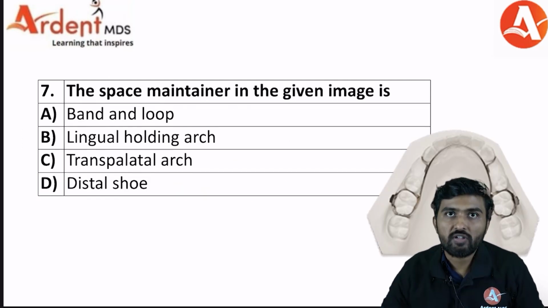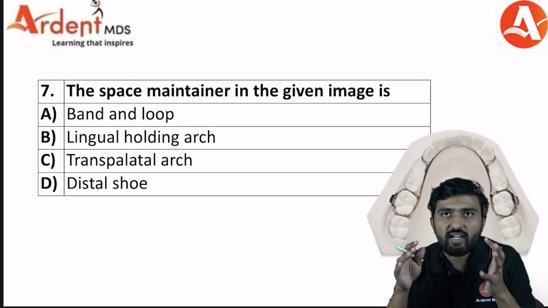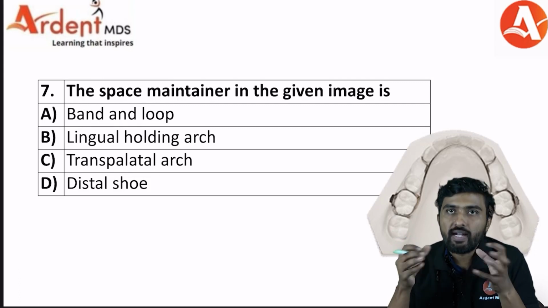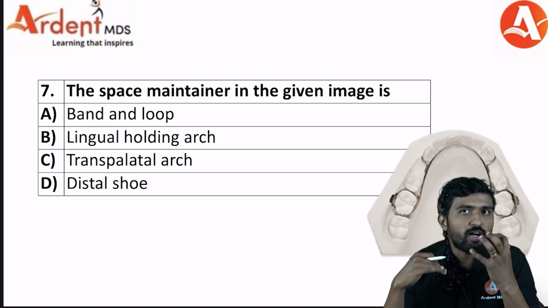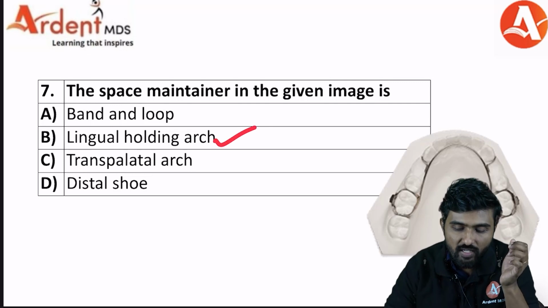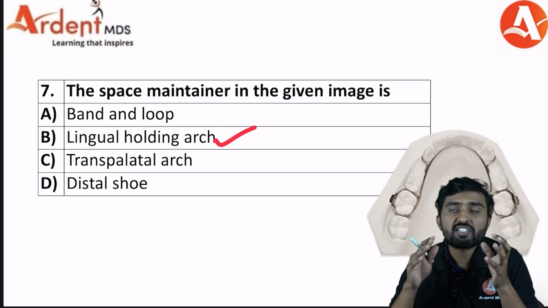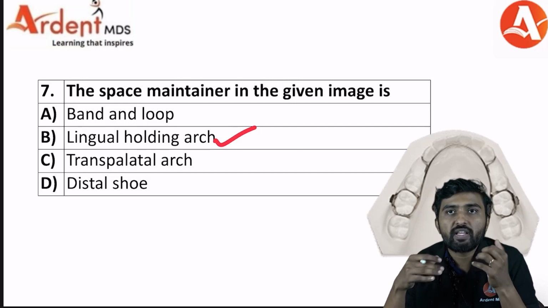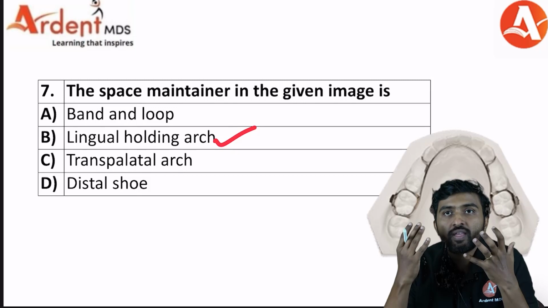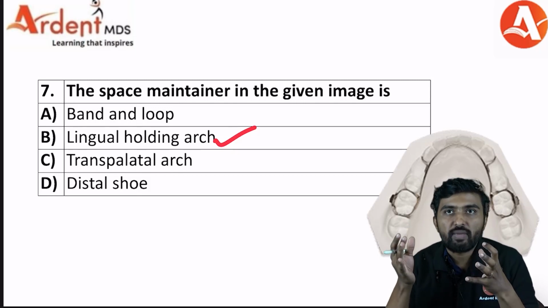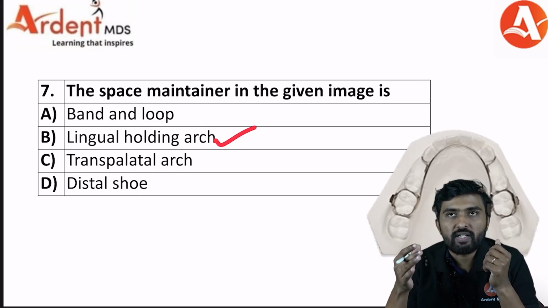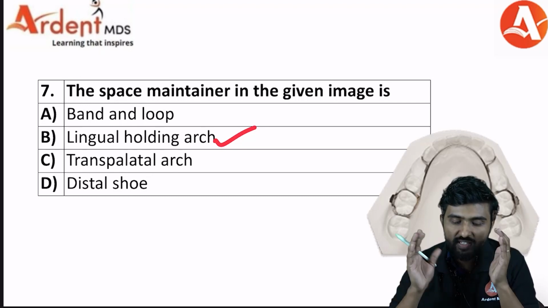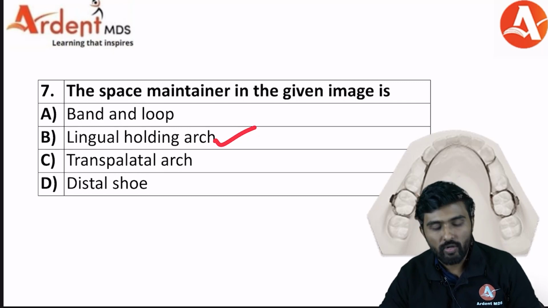Next, an easy and most commonly asked question. This is nothing but a space maintainer in the mandible, and it is bilateral. So obviously the option would be very easy. The option is lingual holding arch. Such space maintainers are prescribed for patients who had premature exfoliation of the primary second molar, E. This space maintainer restricts the mandibular molar from moving mesially. So this is nothing but a lingual holding arch.